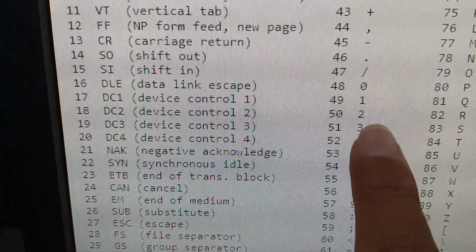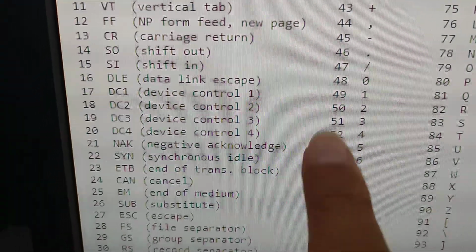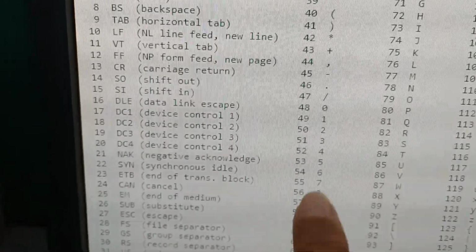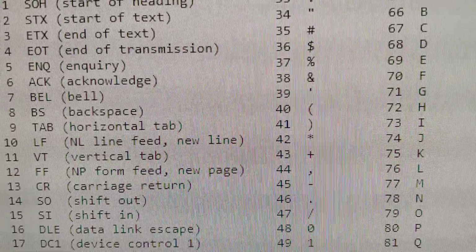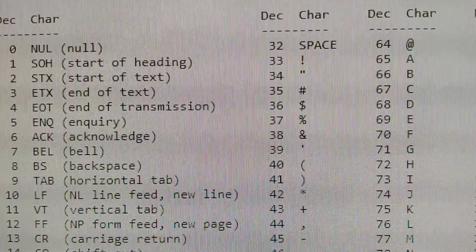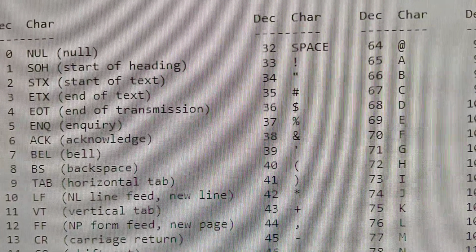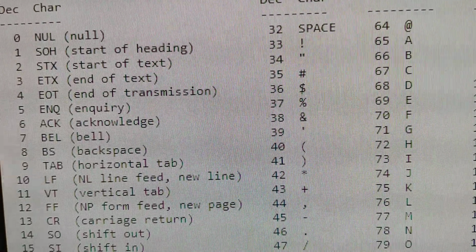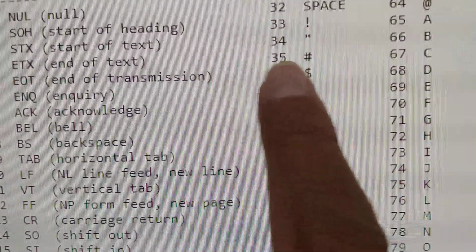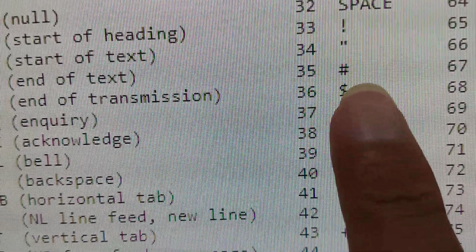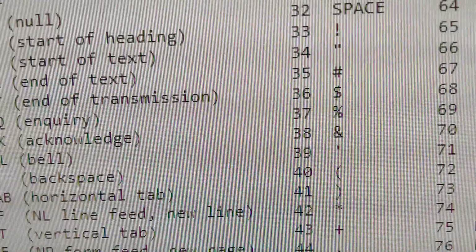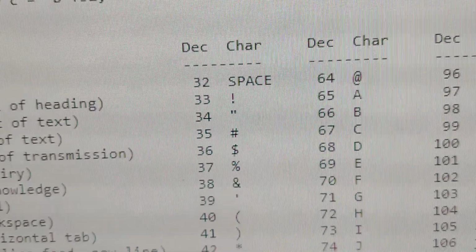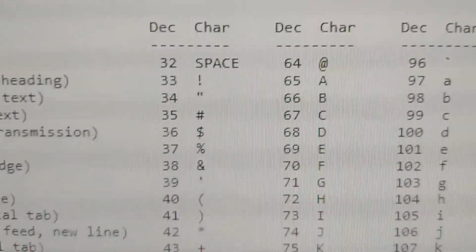So I said that 0 to 9, all the values between 48 to 57, and the remaining symbols you can see over here. Like 32 for space, 33 for the exclamation mark, 34 for double quotation, 35 for hash, 36, and so on. All these things are here. Not all of them are useful for us, but these three things are useful.